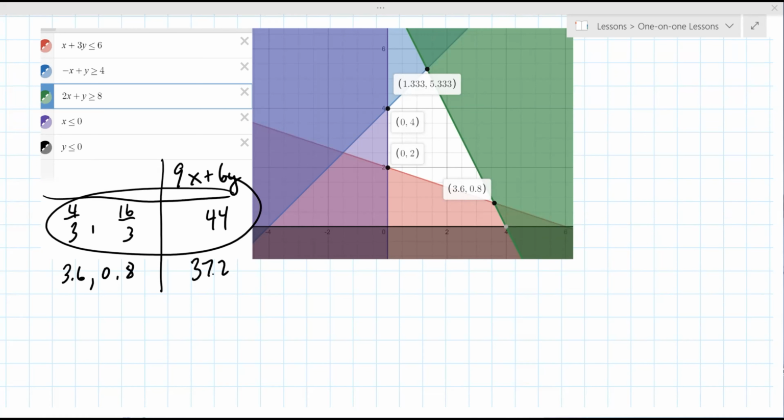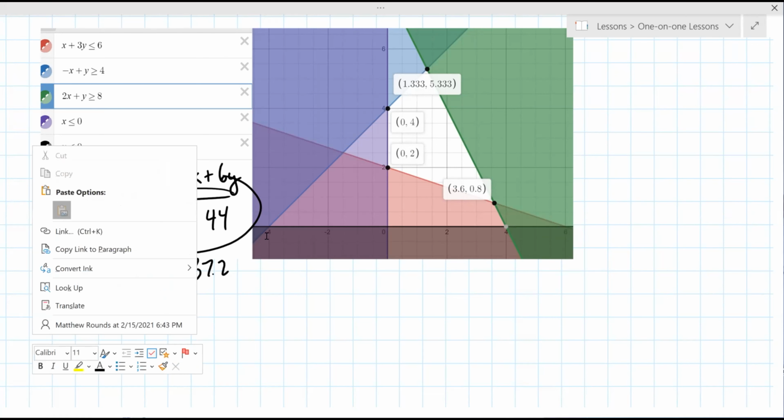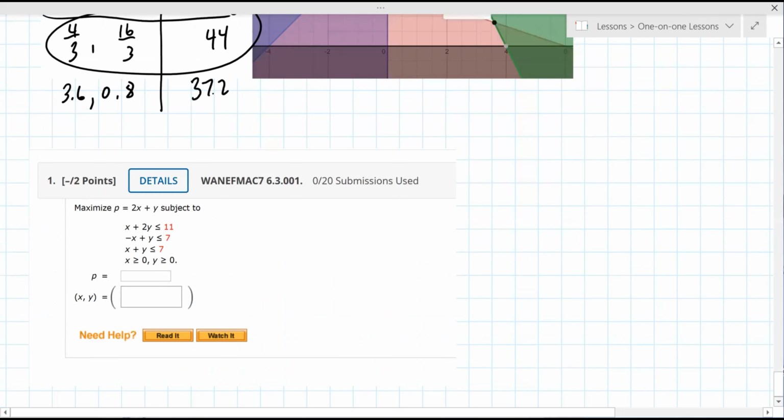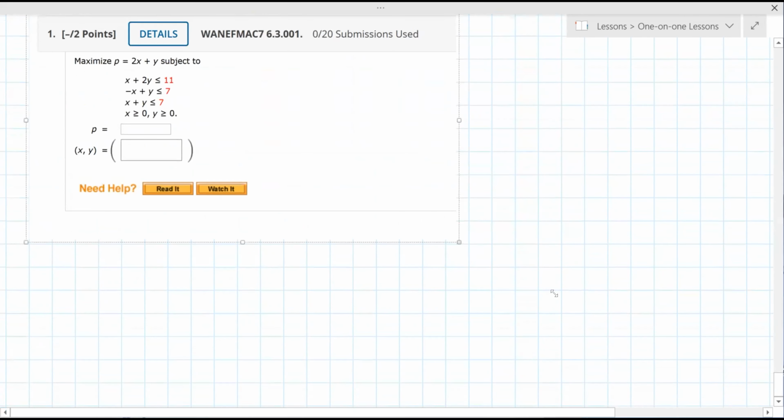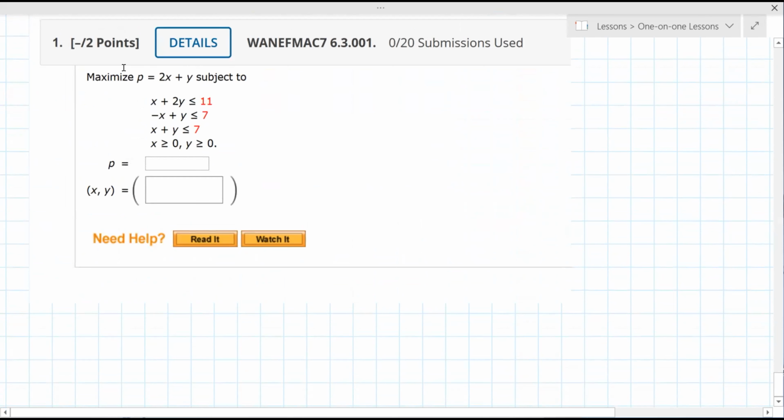Okay, let's do number 1. Try that. So this is number 1 on 6.3. This one's got 2 variables. It's best to just go and graph this again, which I'll do.